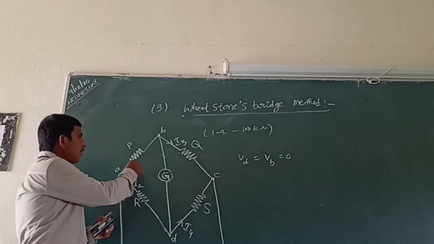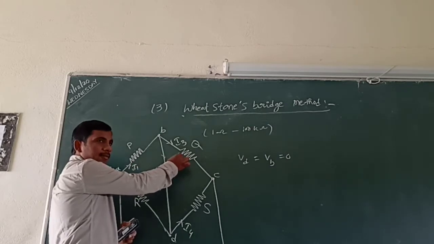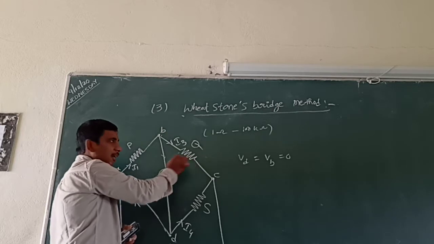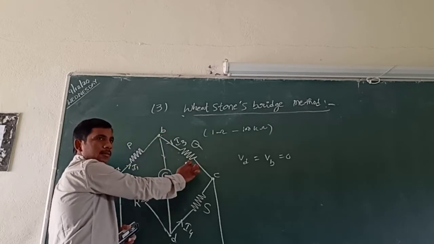Or else the current I1 equal to I3. For the current not to go this way, the total current has to go this way.